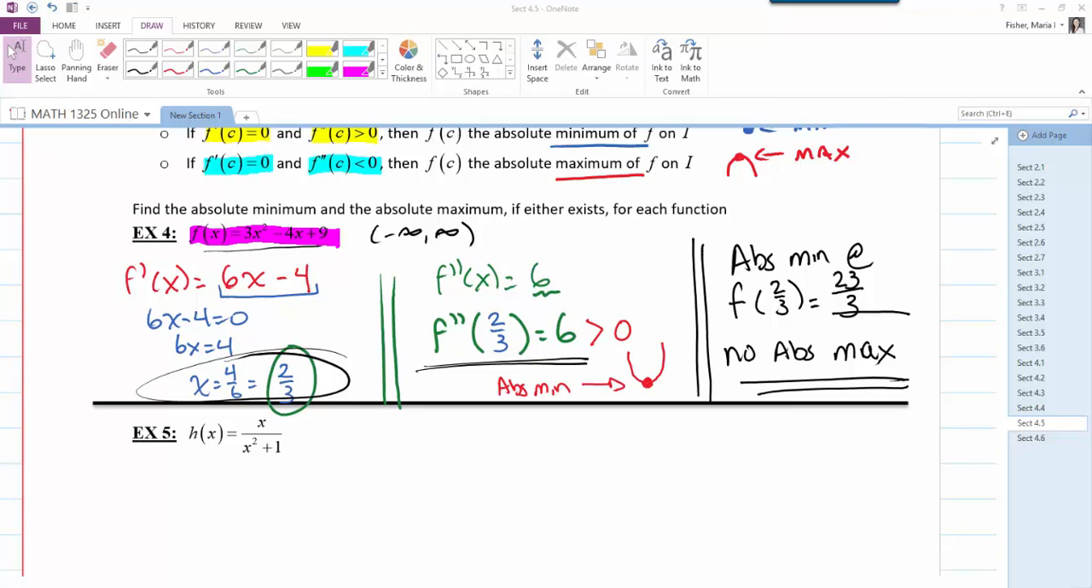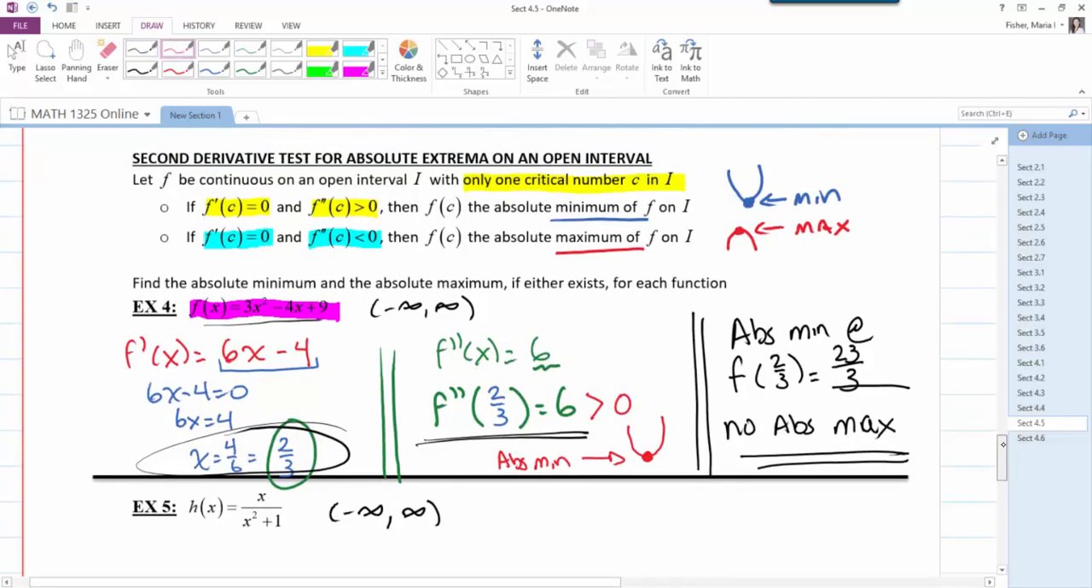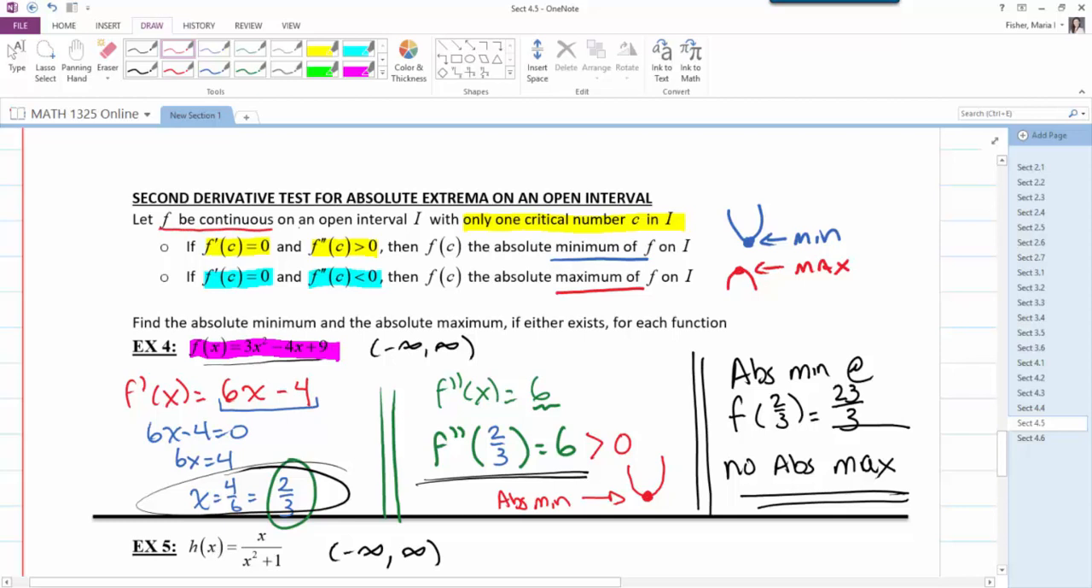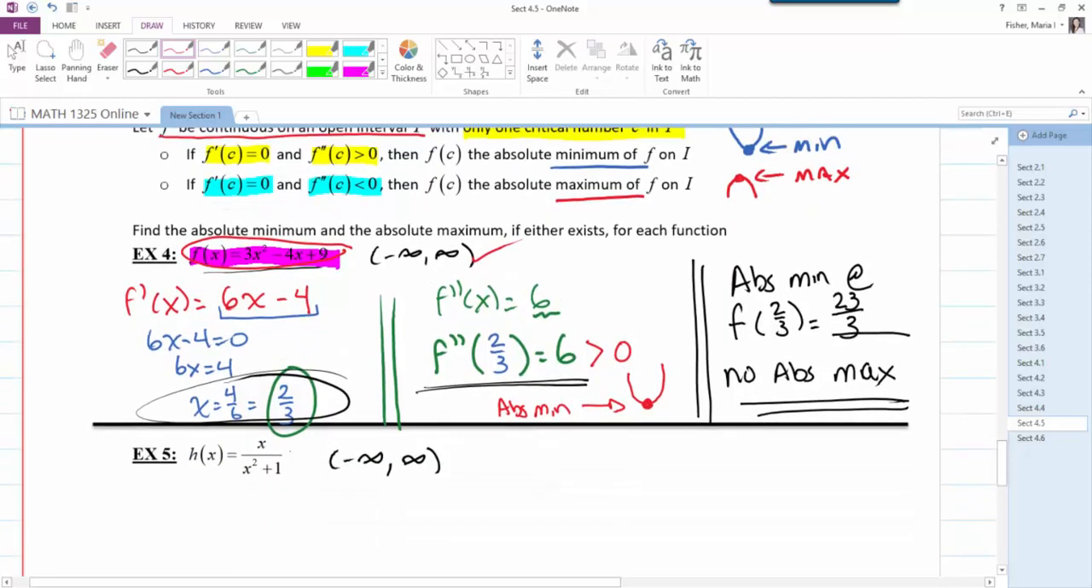Example 5 has h of x is equal to x over x squared plus 1. Again, since we're not told anything, we're looking at the interval from negative infinity to positive infinity. Now, we didn't talk about this last time, but recall this says that f has to be continuous on the open interval. Well, quadratics are continuous everywhere, so it was continuous on its open interval. So now we have to figure out, well, is this rational function actually continuous on that interval?